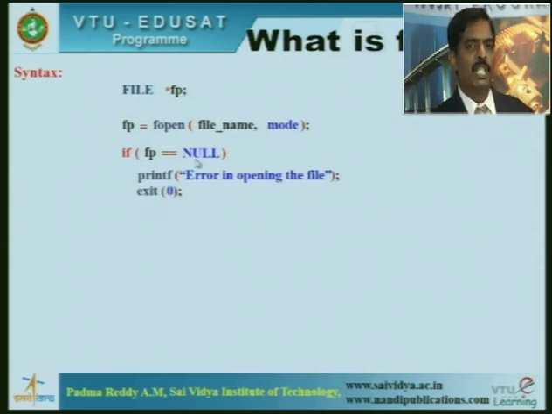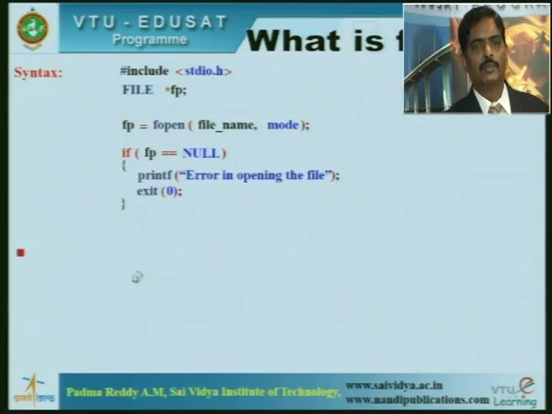So after that we terminate the program. Whenever fp equal to null, we are supposed to execute how many statements? Two statements, so I enclose them within braces like this. Here FILE as well as NULL are defined in stdio.h. So we include stdio.h. So this is the syntax used for opening the file.